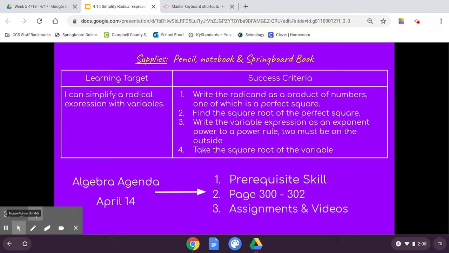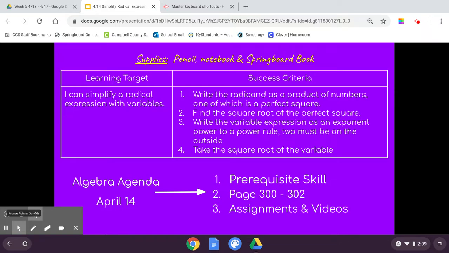Today we're again going to be working in our Springboard books. You can see our agenda, your success criteria, and your learning target. Please make sure you write down your success criteria or reference back here as the lesson goes on. Again, if you need to pause for any reason or go back and rewatch, all of those things are awesome and highly encouraged.